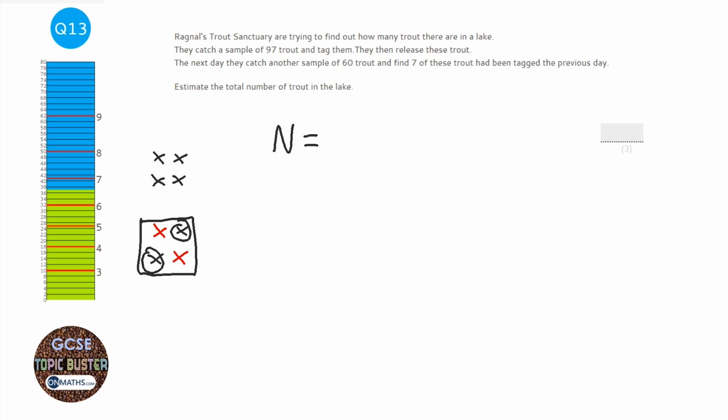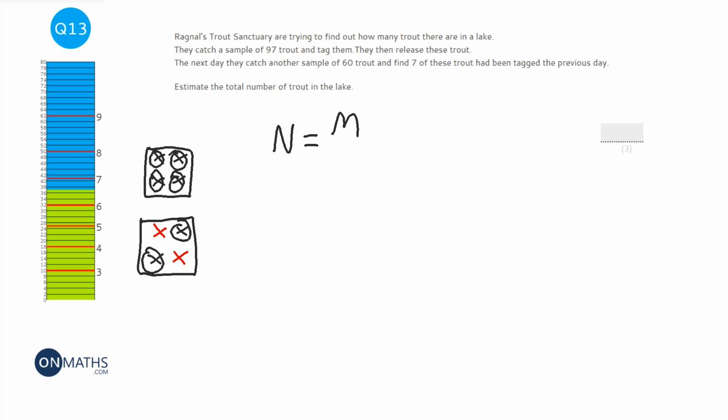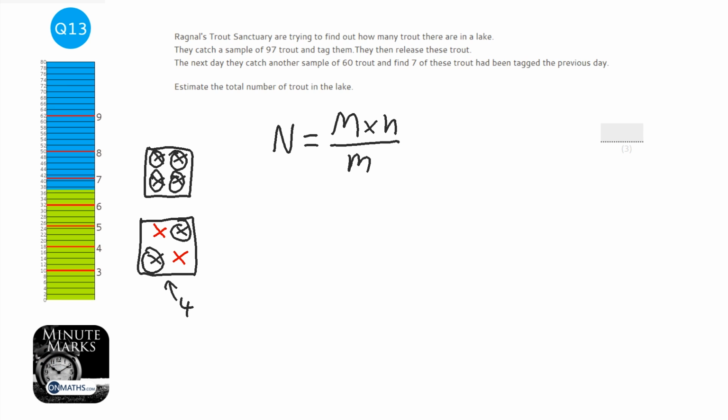N, which is the population size, that's what we're trying to find out, equals M times N over little m. Now, M is the amount of things that you marked and then released. So in our example here, we marked 4. Now that little n is the size of the recapture sample, which is 4 here. And little m is the amount of things in your recapture sample that were marked. So in our little example here, it's 2.